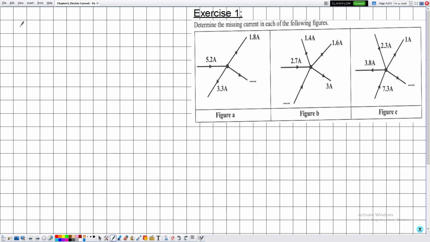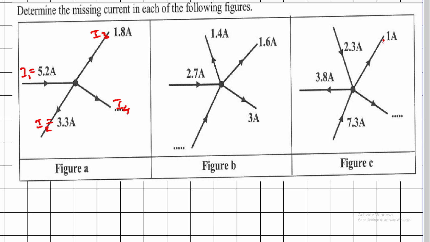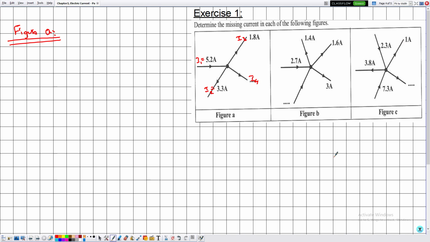So let's start with figure A. It is convenient to label these currents. Let's say this is the current I1, this is the current I2, this is the current I3, and the missing current is I4. Notice that in each figure there is only one missing current, because we should apply the law of addition of currents, and this law only allows us to determine one unknown.